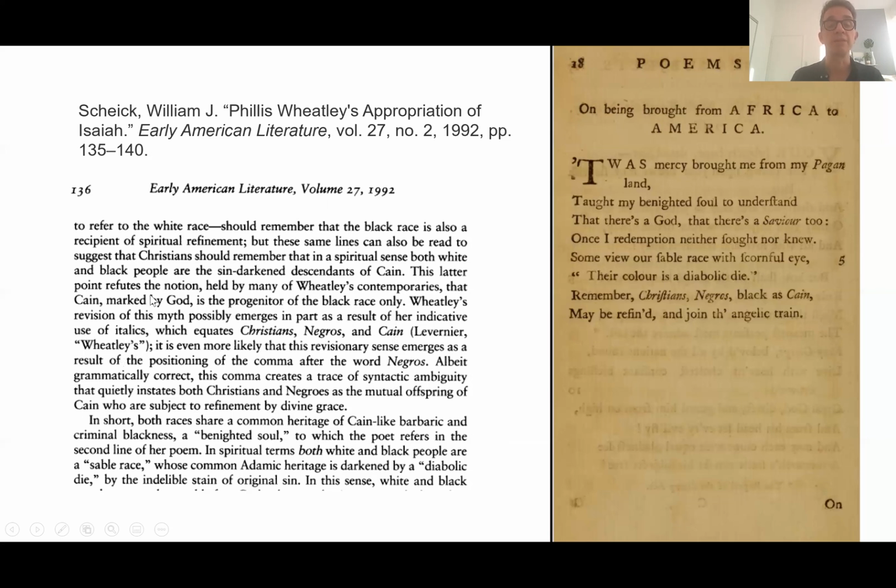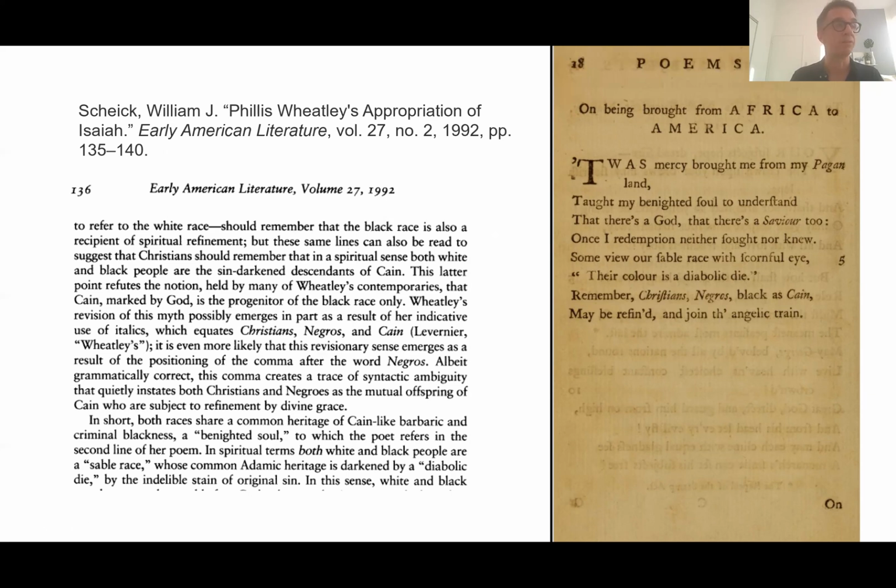Notice that he paraphrases it. That's something that I think you should do in your second paper. Get very good at paraphrase. And so as he reads it, it's Christians, Negroes, comma, Black as Cain. That Black as Cain refers both to Christians and Negroes, not just simply to Negroes, saying that every human being is darkened with sin.